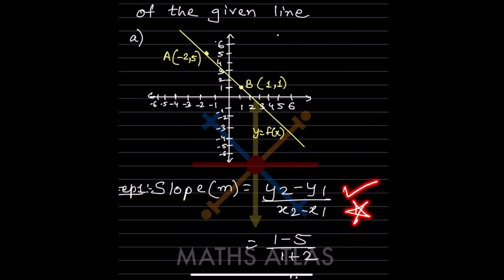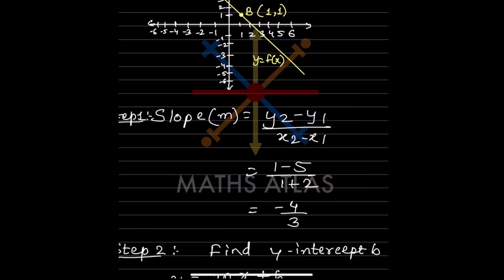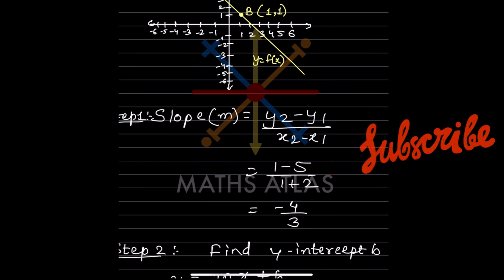This formula you have to learn. So this is x1 y1 and this is x2 y2. y2 is 1, y1 is 5, x2 is 1, and x1 is minus 2, but minus and minus becomes plus 2. Did you see here? So what will you do? 1 minus 5 is minus 4, and this will be 3. So you got the slope as minus 4 by 3.